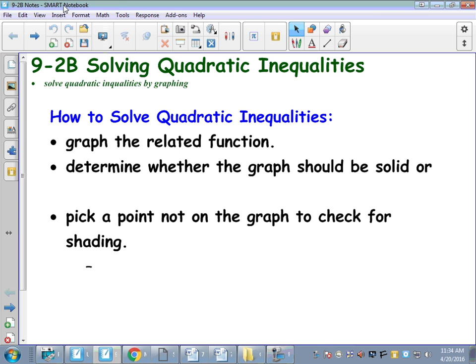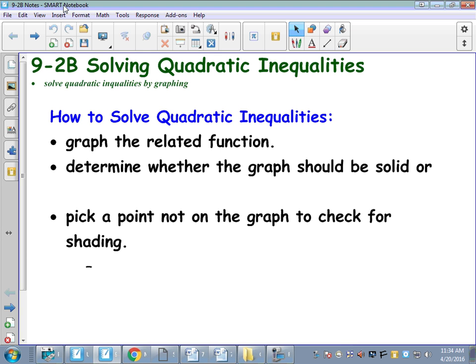These are your 9-2B notes. We're going to solve quadratic inequalities. The theme is the same. You're going to find your x equals negative b over 2a value. That'll be the x coordinate of the vertex. You're going to make a table of values of 5 points. You're going to graph the 5 points. And then we're going to just add on a little bit more.